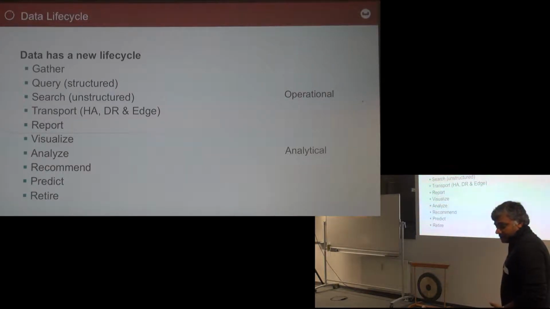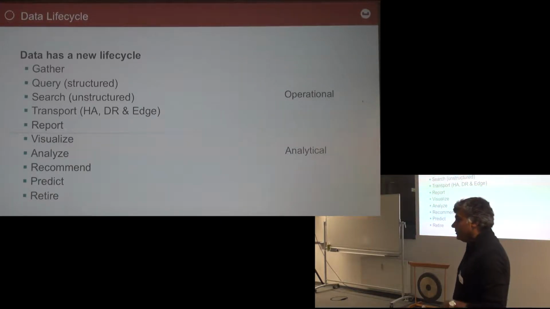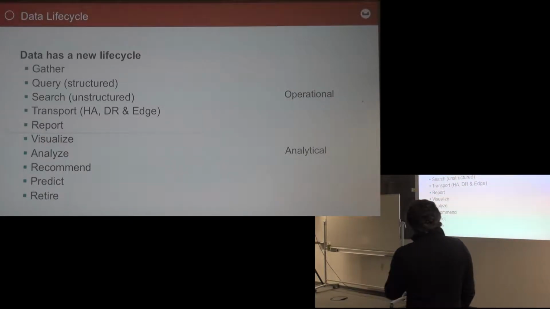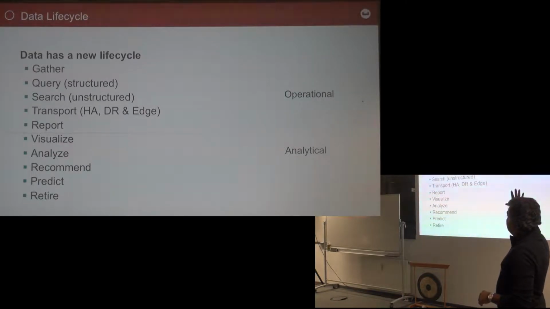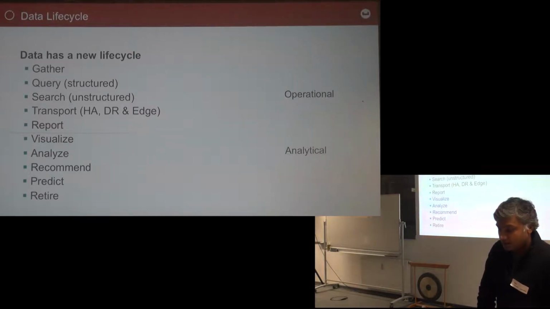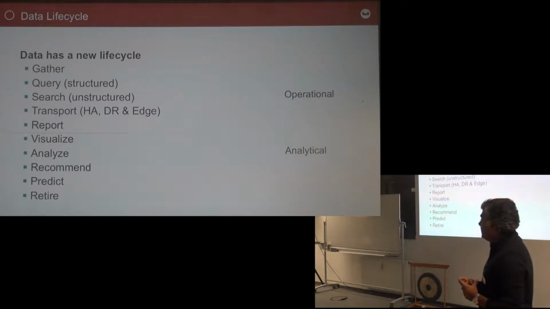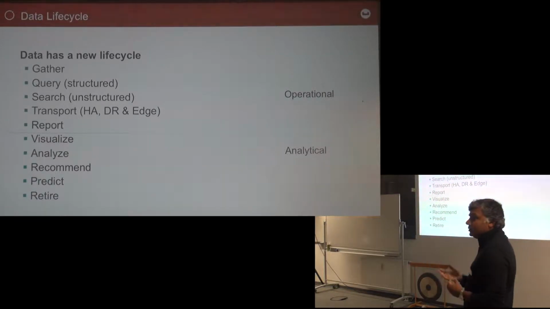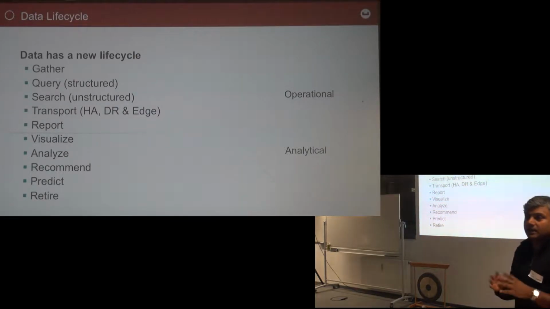Then you report on this data. This is where you do your advanced queries, where you can take a look at what type of data you have, what shape it has, and stuff like that. This is the gray area which starts now shifting from being an operational database. These are the typical things you do in transaction processing or what is known as operational databases. From there, you now move on to the analytical side of it, where you're actually visualizing the data, analyzing the data. You want to recommend on this data, and finally predict. You want to build predictive models on it. And then this data becomes stale enough for you to retire the data.